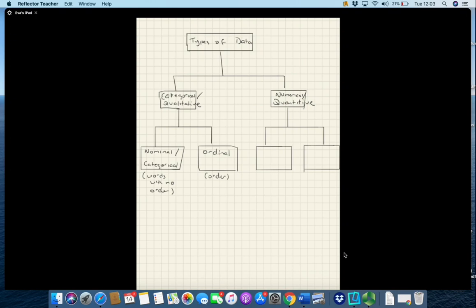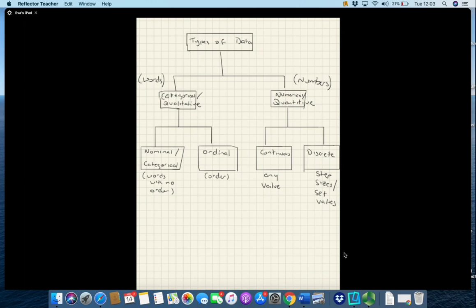Numerical data then can be continuous or discrete. So this is any value. This is step sizes or set values. So numerical data is numbers. Categorical data is words.